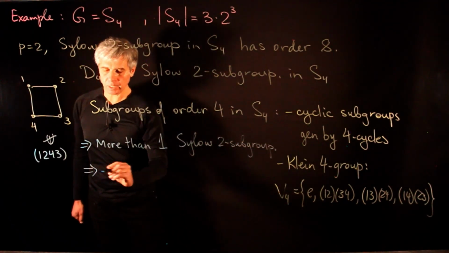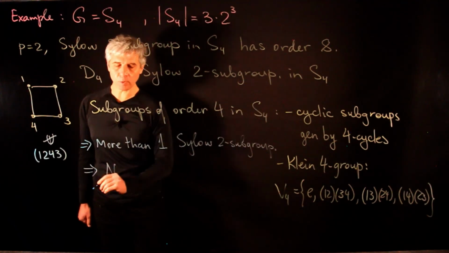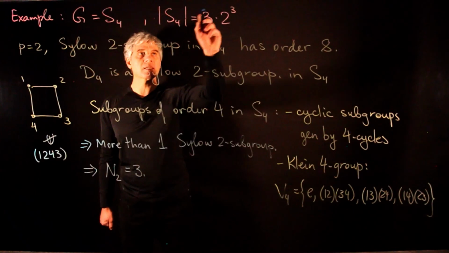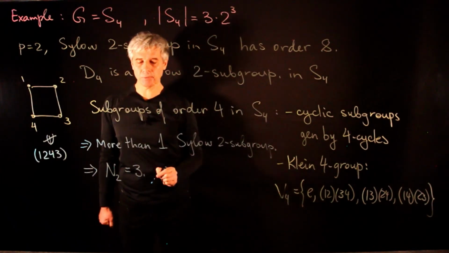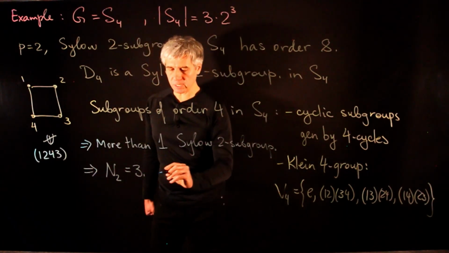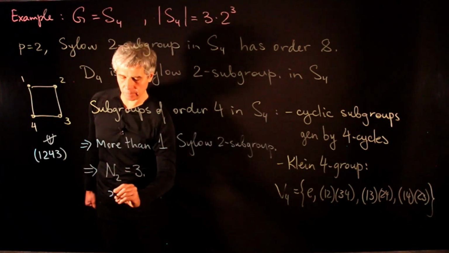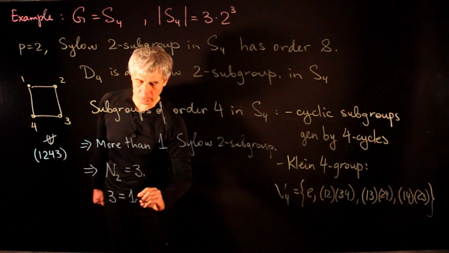And then we conclude that the number of Sylow 2 subgroups is equal to 3, because it is a divisor of 3 and it's different from 1. And we also see that this is in agreement with the third Sylow's theorem. So 3 is equal to 1 mod 2.